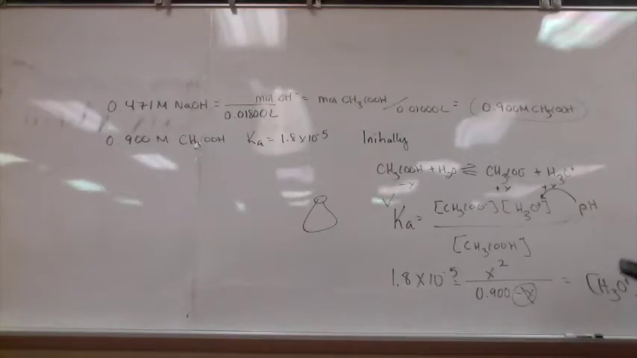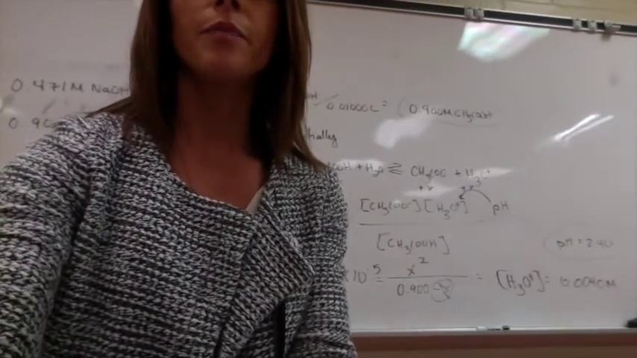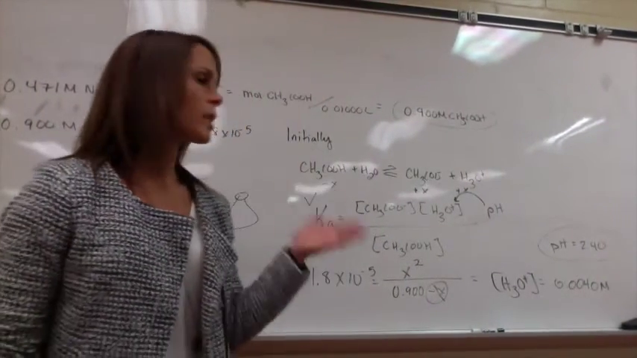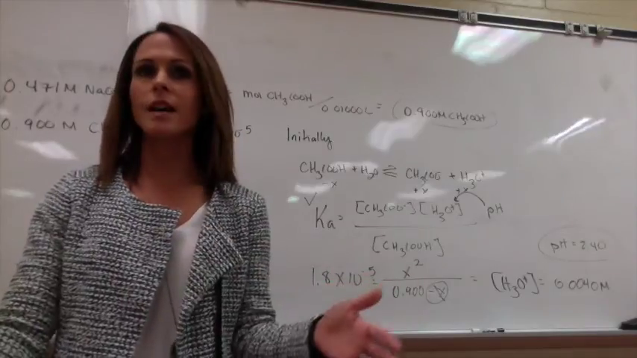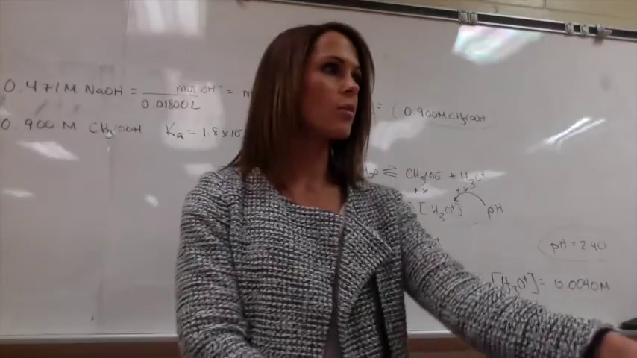2.40. That should make sense, right? It's acetic acid sitting in that beaker, so the pH should be 2.40. Nothing has happened yet. Any questions? Do you have this sheet out while you're doing it?